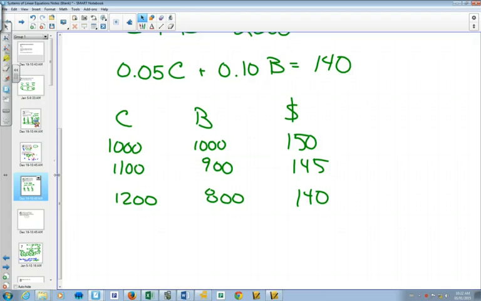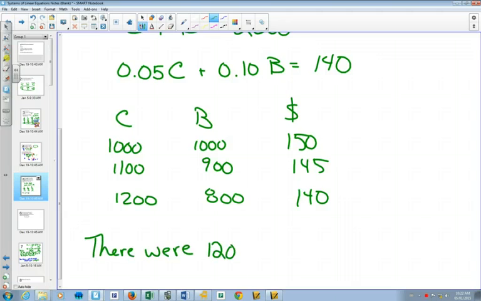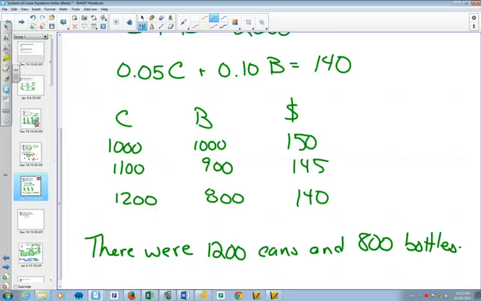Problem. We should state there were 1,200 cans and 800 bottles. So we should have that final sentence there.